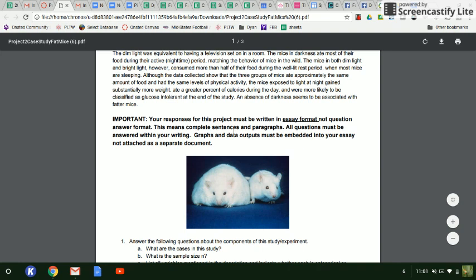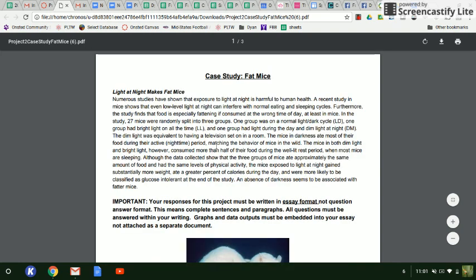Hello, class. I just wanted to take a minute to discuss with you the first project of the course. So this is a case study about the effects of light stimulation on the weight of mice.